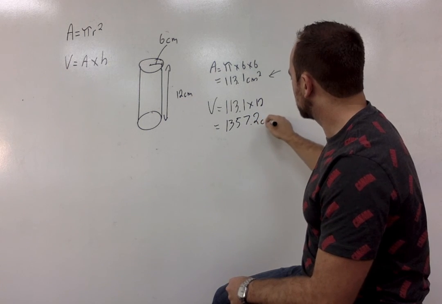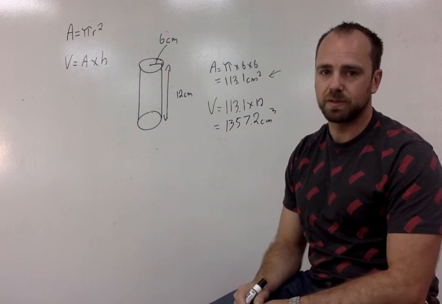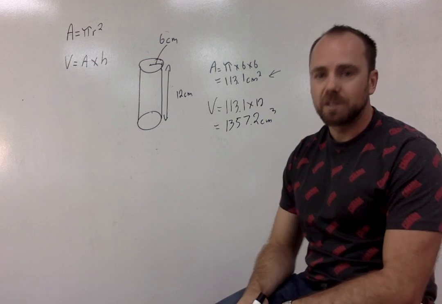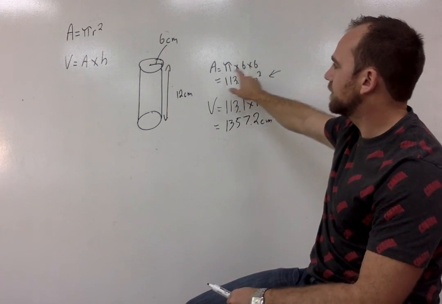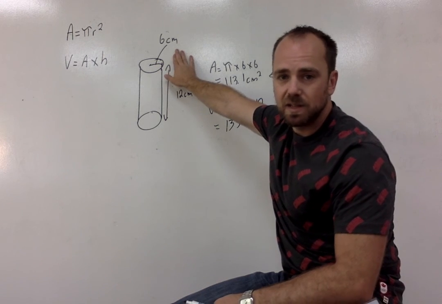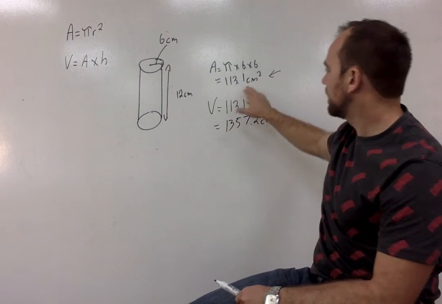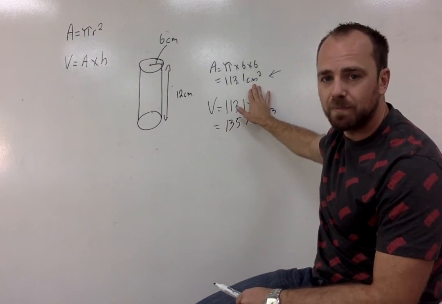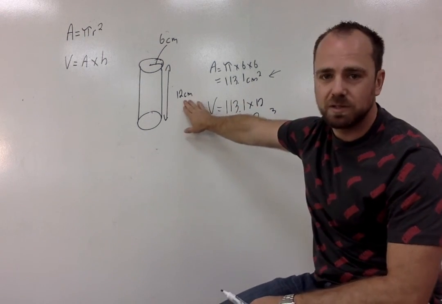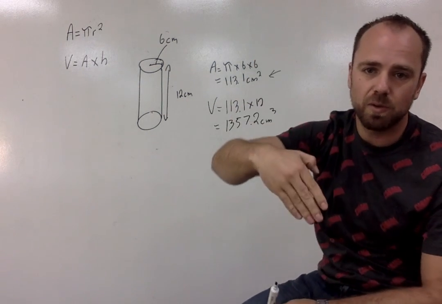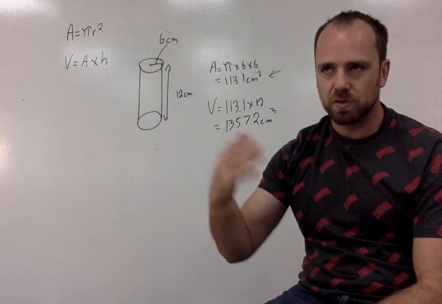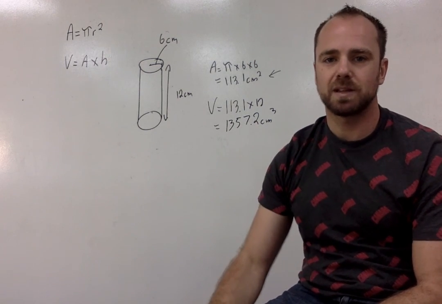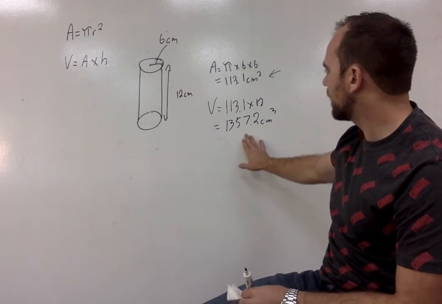1,357.2 centimeters cubed. Why is it cubed? Because we went centimeters times centimeters, since it's 6 by 6 to get our area, so we have centimeters squared. Then we multiply it by our height, which is centimeters again. Centimeters squared times centimeters gives us centimeters cubed.